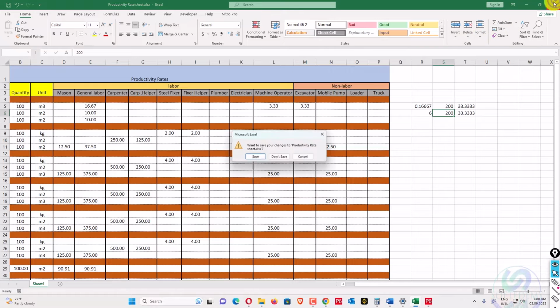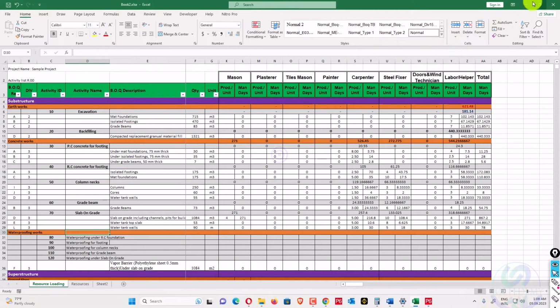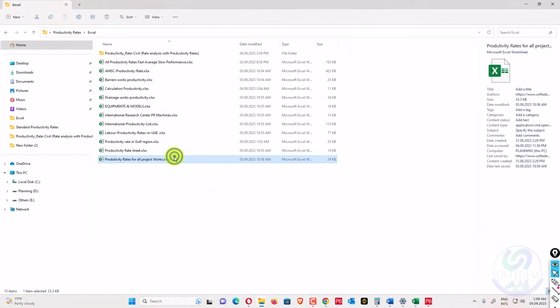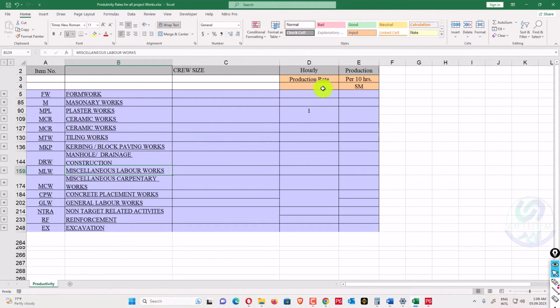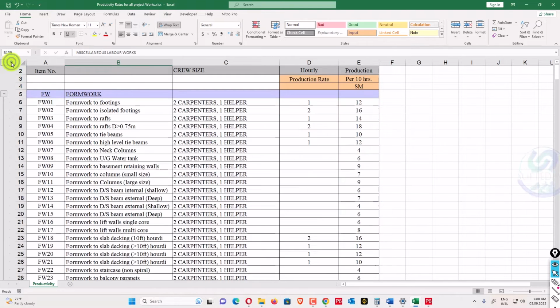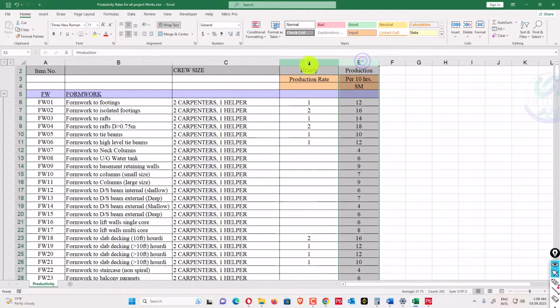The productivity rate sheet has also been done. Next, we have all projects productivity rates. We'll open that sheet. It's similar to that one. This is also a productivity rates sheet. You can consider this for 10 hours. This is hourly productivity rates, so there will be no big mess. This is the hourly productivity rate.